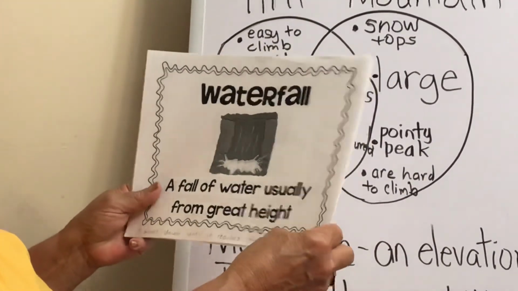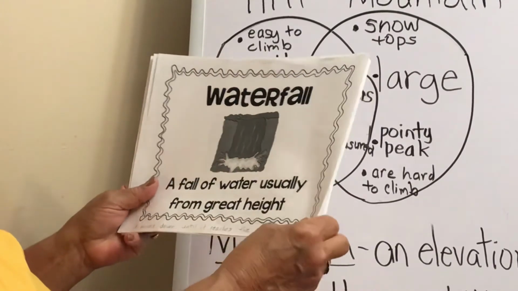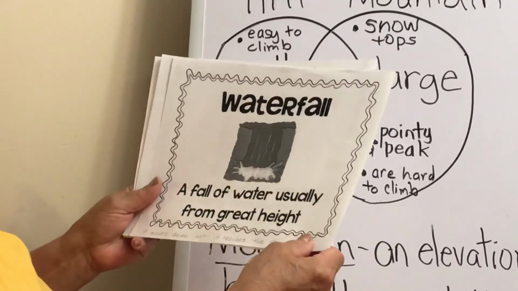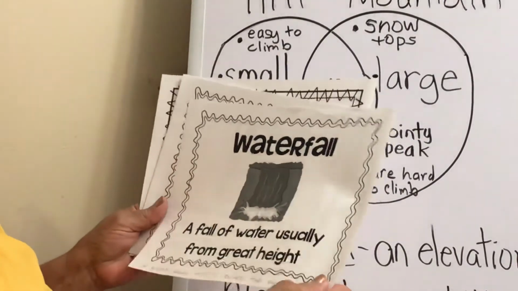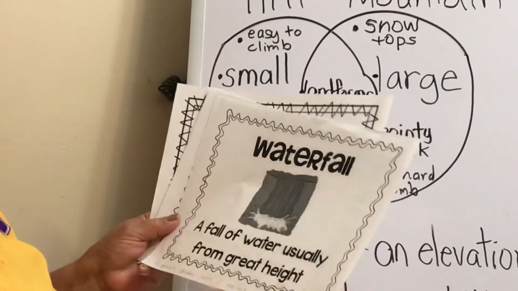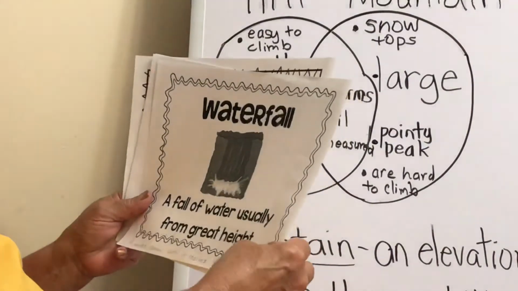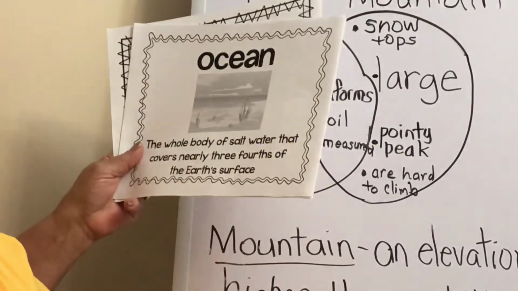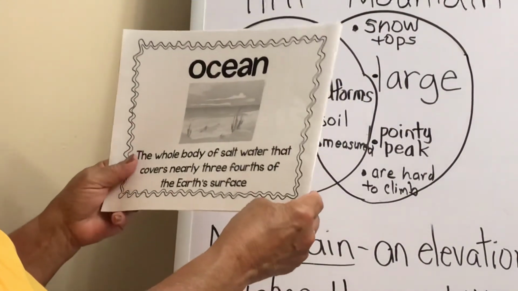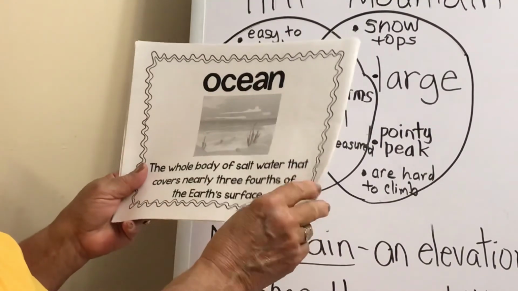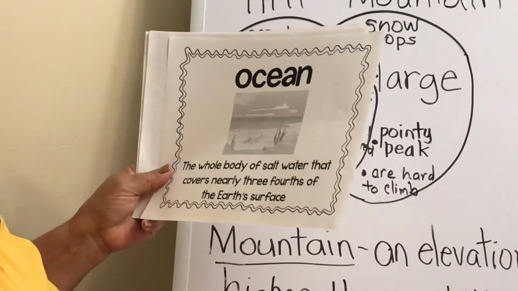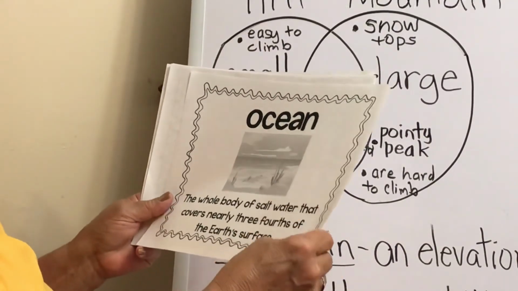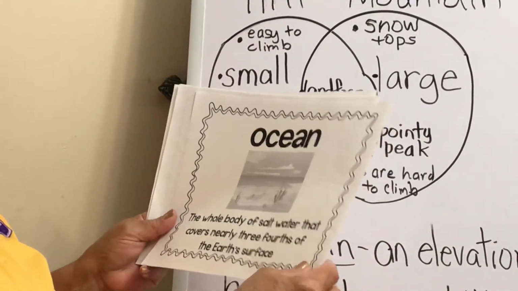Here's the waterfall, a fall of water, usually from a great height. And it comes from the melted snow. You might say, well, where's water way up high? It's the snow that melts that comes down. The ocean is a whole body of salt water that covers nearly 3/4 of the Earth's surface. And remember, we have 7 oceans. We live near the Atlantic Ocean.